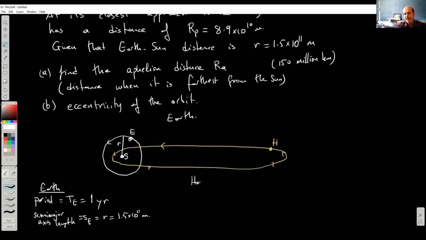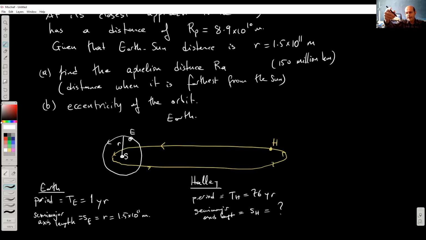And for Halley, that's why I call this. So the period is also known, so that's 76 years. And the semi-major axis length, let's call this SH. This is unknown. So by doing a simple proportionality, I can find this. By finding that, I can also find the other distances in here.